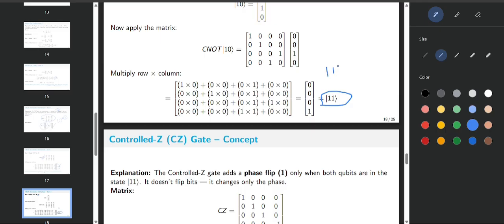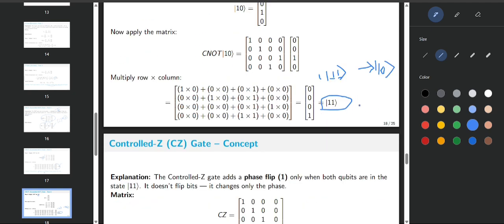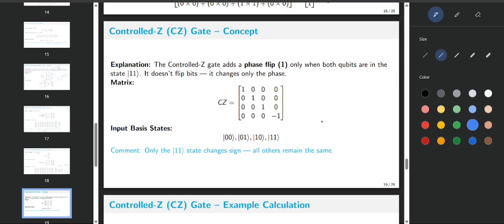So what happens? Here you will be getting 1 1, right? For example, I am having 1 1 as my base state and I am applying CNOT on this. My control is 1 and my target is 1 as of now. If you apply CNOT, what is the result? 1 0, because control is 1, target flips. But in the earlier scenario you had control as 1 and target as 0, that is why you ended up getting 1 there. That you need to remember.